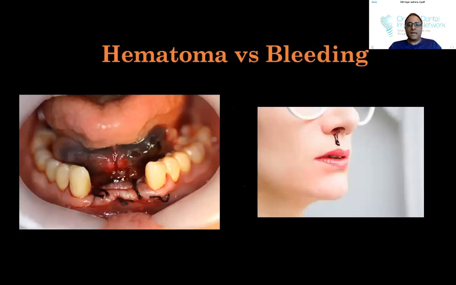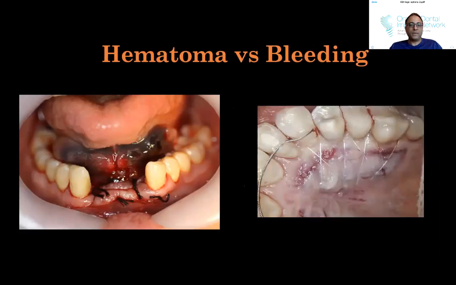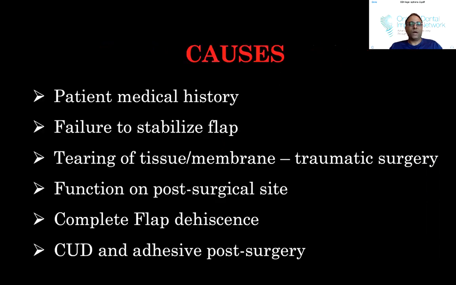Hematoma and bleeding, again, can occur right after the surgery. And how do you manage that? So it's important to understand the causes. Oftentimes, if your flap is not stable and the site is moved, it can start bleeding. What you may think is clotted may actually start bleeding again, especially when the patient starts walking. The heart rate increases and it can start causing bleeding again after they leave your office.